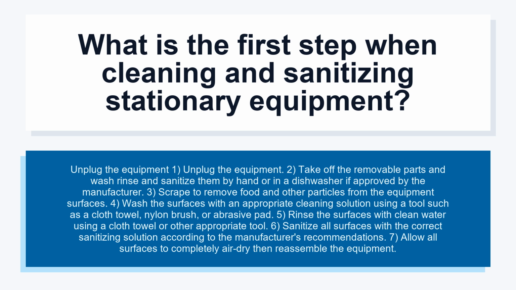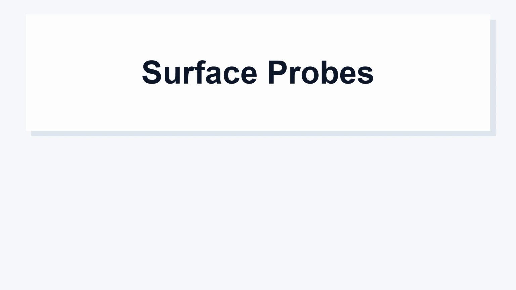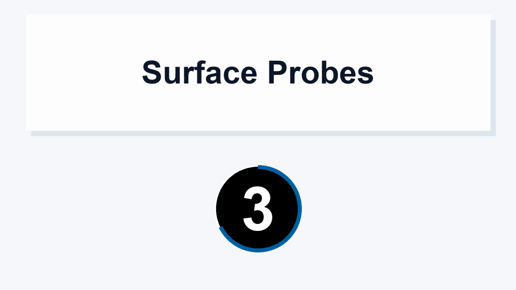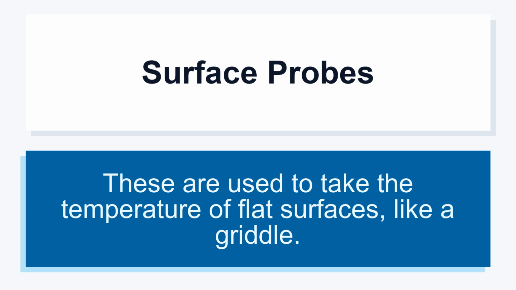4. Wash the surfaces with an appropriate cleaning solution using a tool such as a cloth towel, nylon brush, or abrasive pad. 5. Rinse the surfaces with clean water using a cloth towel or other appropriate tool. 6. Sanitize all surfaces with the correct sanitizing solution according to the manufacturer's recommendations. 7. Allow all surfaces to completely air dry, then reassemble the equipment. Surface probes. These are used to take the temperature of flat surfaces, like a griddle.